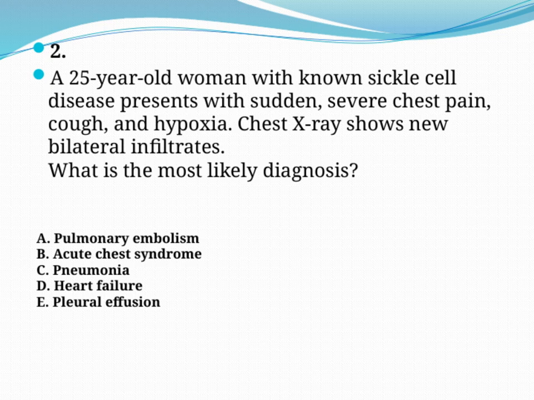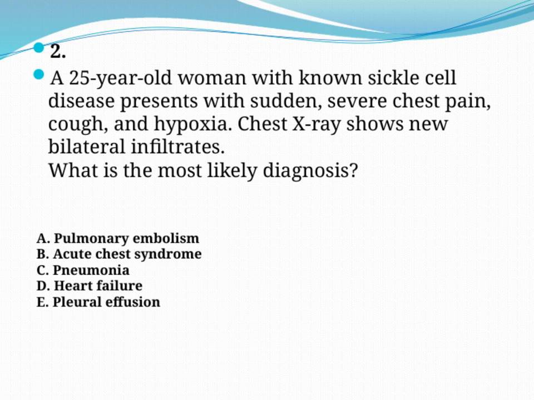The key here is understanding that sickle cell disease often predisposes patients to certain complications, especially in the lungs. One of the most serious and common issues in this context is a pulmonary embolism, which can cause sudden chest pain and hypoxia. But we should also consider acute chest syndrome, which is a unique complication of sickle cell disease itself. It presents with chest pain, respiratory symptoms, and new infiltrates on imaging, exactly what we see here.